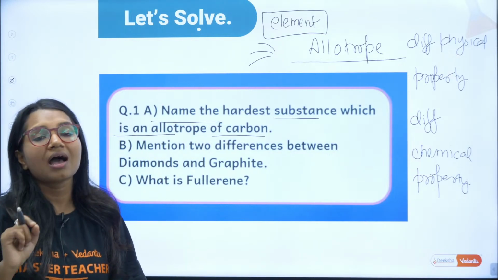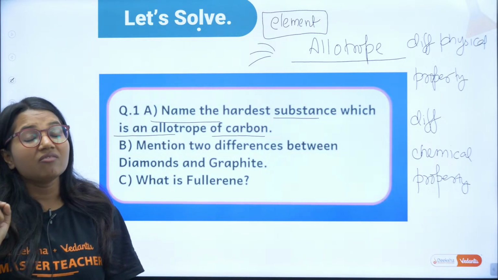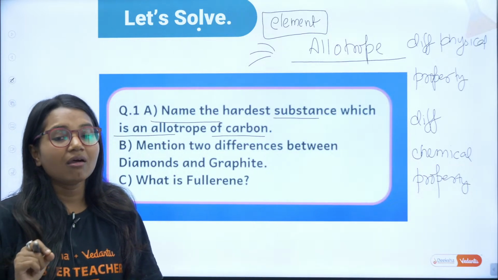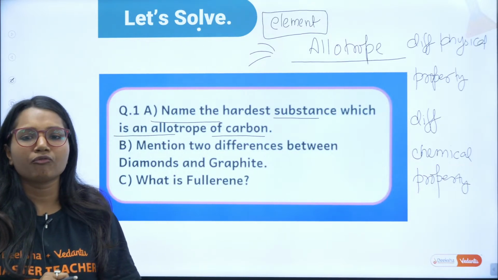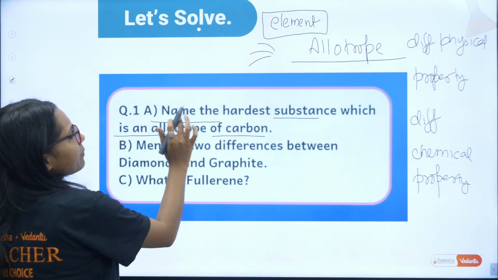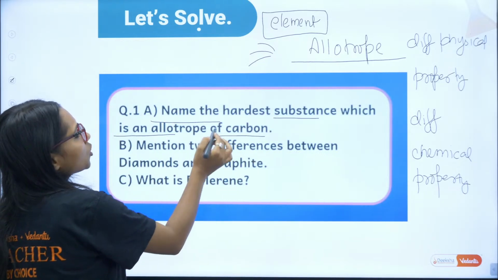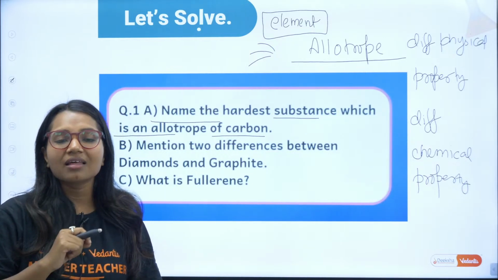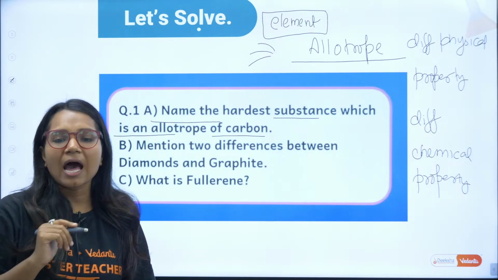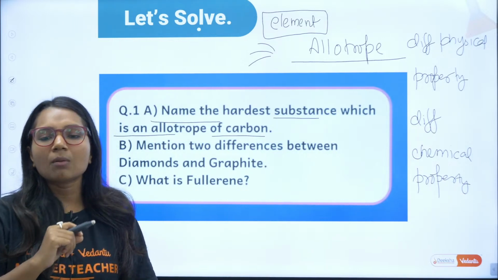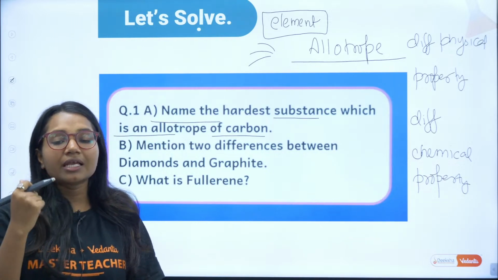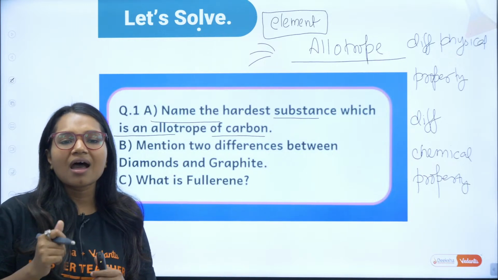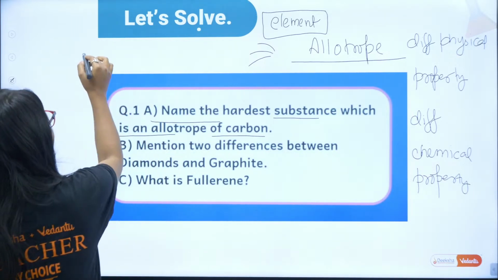This can also be asked in the exam, and this is a very important chapter. Each and everything which I am teaching you here is very important from the exam point of view. So now, name the hardest substance which is an allotrope of carbon. First of all, do let me know in the comment box what allotropes of carbon you know. These are very common names, you don't have to think much.